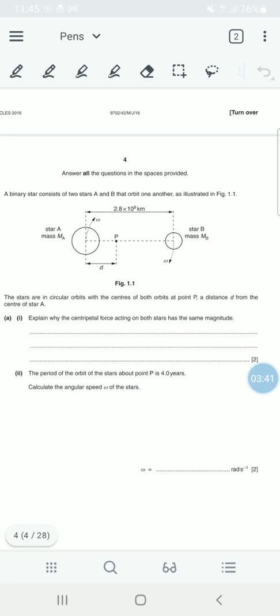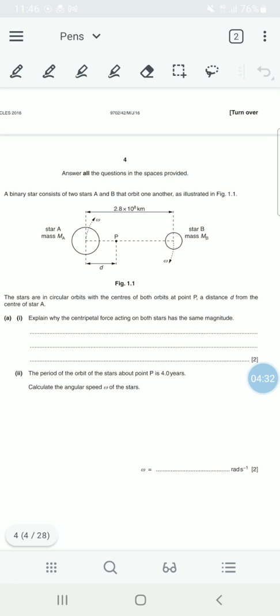Now what they are asking is, explain why the centripetal force acting on both stars has the same magnitude. Why do they have the same magnitude? That is because both of these are orbiting the same central point, and they have gravitational force on one another. According to Newton's third law, action-reaction pair, if one thing exerts a force on another, the other thing exerts the same force on the first. So that is the reason why they do not get out of orbit.